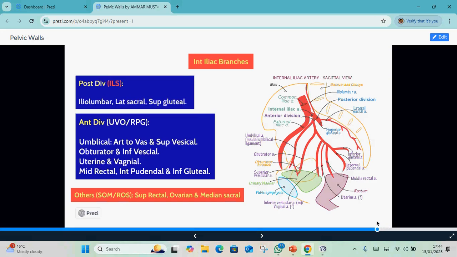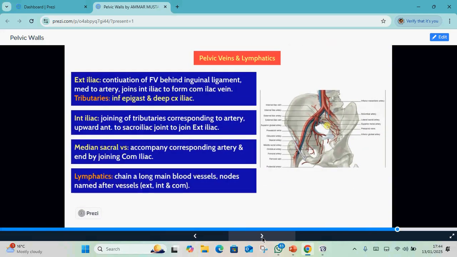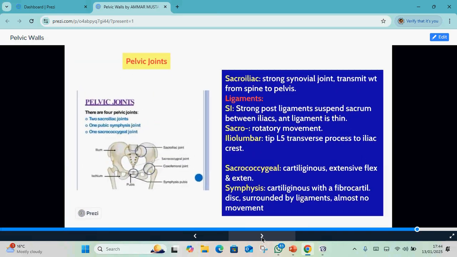If you remember, we had a chat about the different branches. All this lecture and all lectures are available online on the YouTube channel, so you can revise the different branches of the internal iliac artery, and we gave them mnemonic names. We said the veins follow the arteries. They have the same names as the arteries. And then we spoke about the pelvic joints, the sacroiliac joints, and the hip joint we'll study in the lower limb, and then the symphysis pubis.